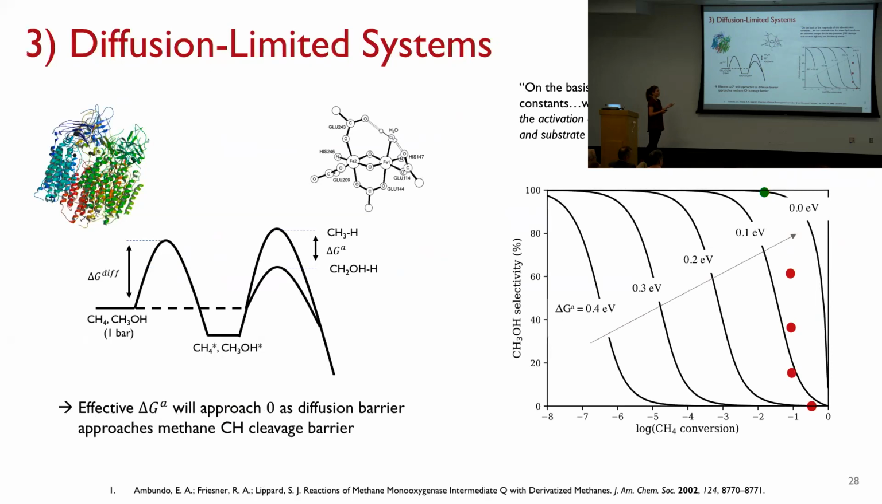We can populate this with experimental data for methane monooxygenase. In green is the natural selectivity of this enzyme, natural selectivity and conversion, where it prefers to sit. And then in red are experiments where it was pushed to higher conversions. And we can see indeed that the selectivity of methane monooxygenase drops off as it is pushed to higher conversions than it naturally would prefer.